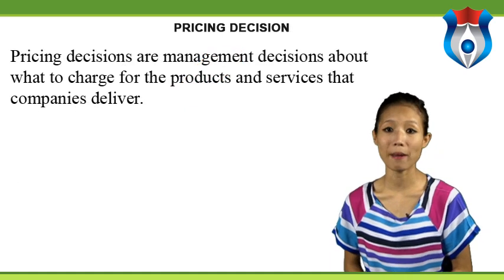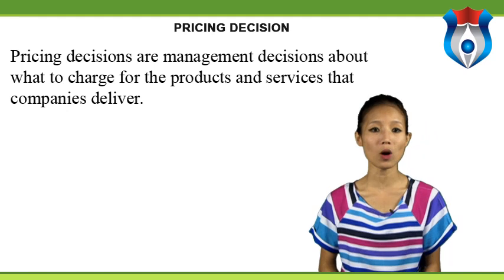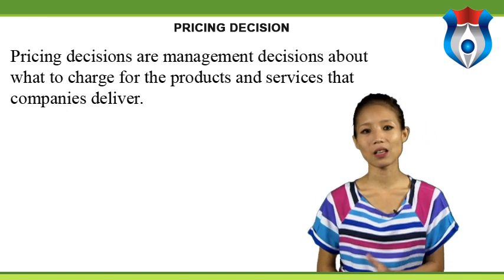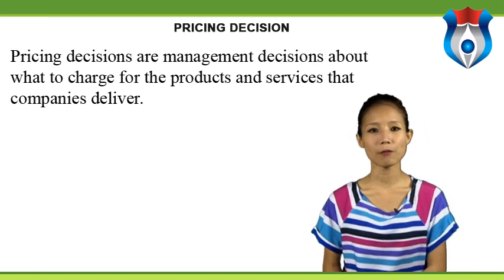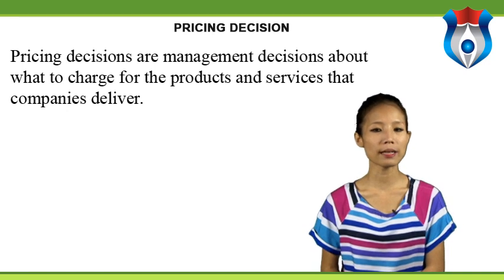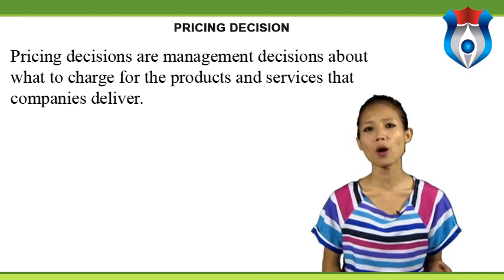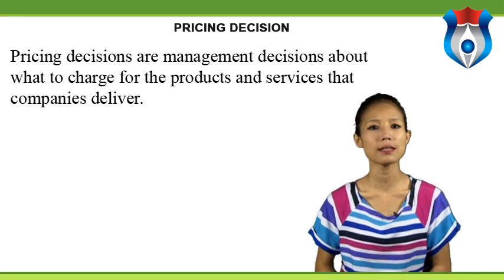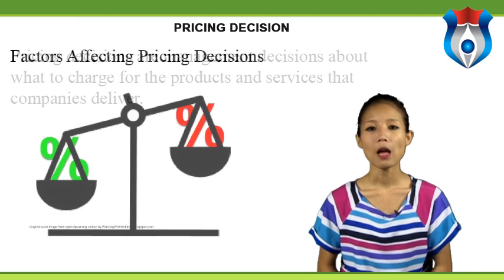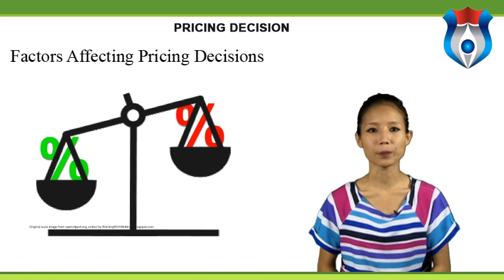Pricing decisions are management decisions about what to charge for the products and services that companies deliver. To maximize operating income, companies produce and sell units as long as the revenue from an additional unit exceeds the cost of producing it. Factors affecting pricing decision.